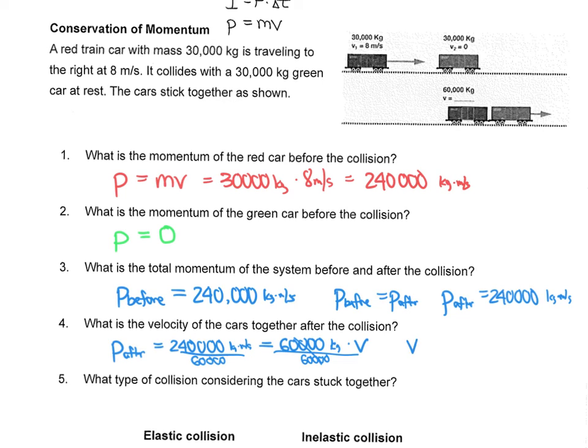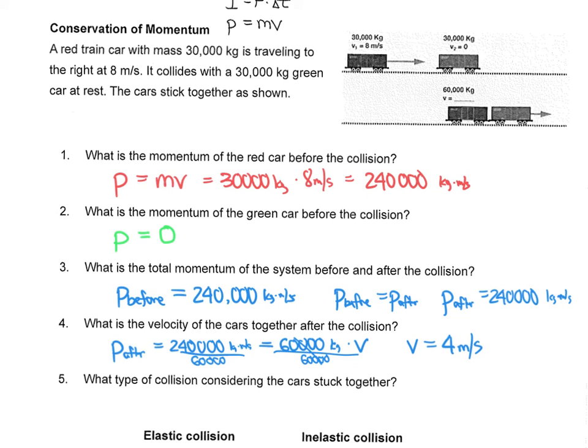I really want to do the math in my head. I think it's 400? We're going to find out. So 240,000 divided by 60,000. Oh, it's 4. Got it. 4 meters per second. But that makes sense, right?